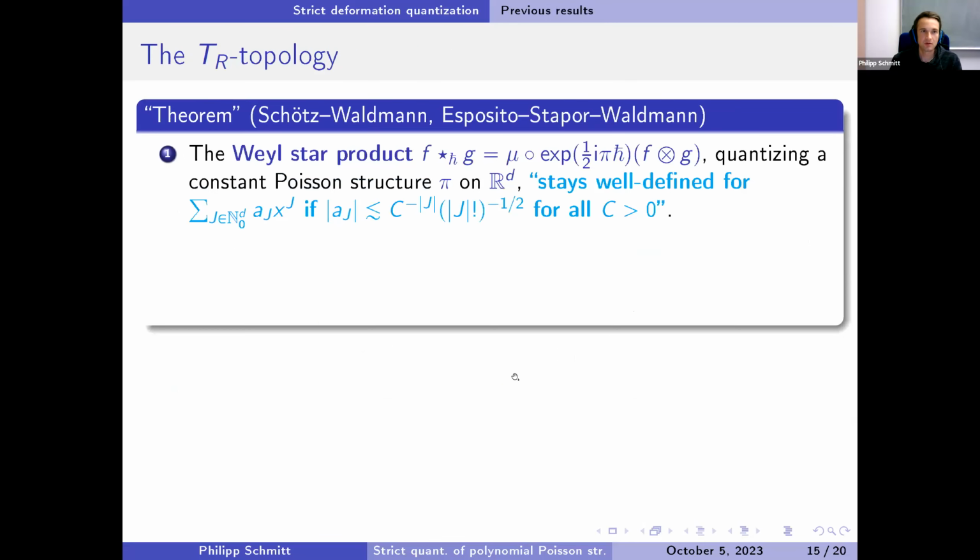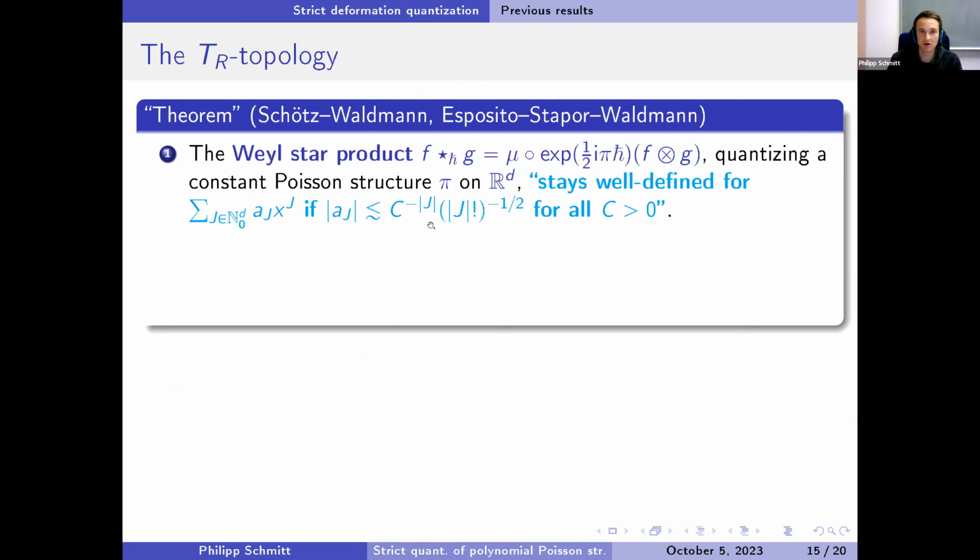Okay, and let me now give you the result of this completion procedure for the Weyl star product quantizing a constant Poisson structure, and basically for the good star product quantizing a linear Poisson structure. So we start with the Weyl product, and the idea is that it stays well defined, now not on polynomials, but on more general series if the coefficients of the series decay fast enough.